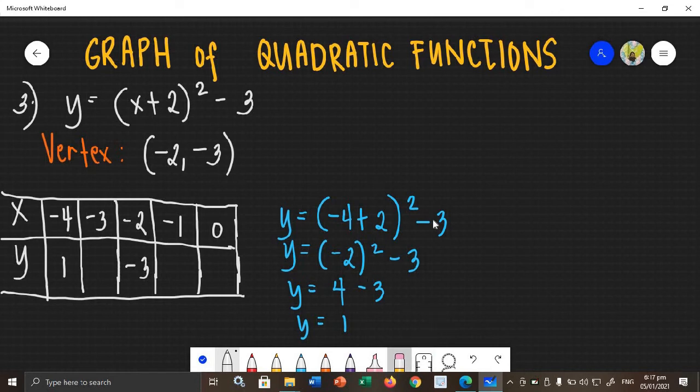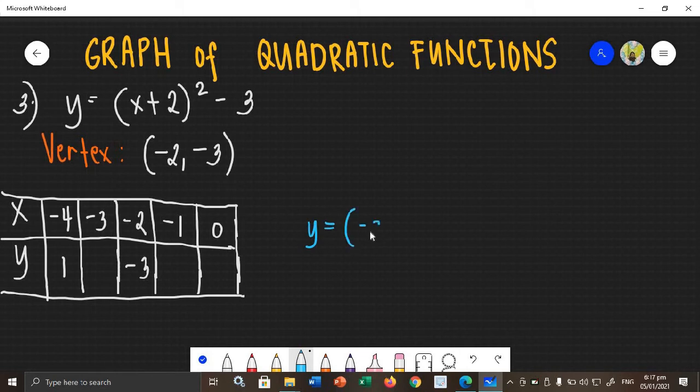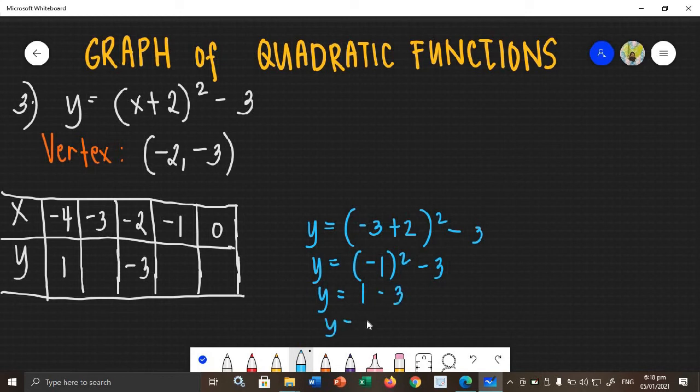And then, the second one naman, yung pangalawa, -3 naman yung x. So, we have y is equal to (-3 plus 2) squared minus 3. So, we have y is equal to -3 plus 2, that is -1 squared minus 3. Y is equal to -1 squared, that is equal to 1 minus 3. Y is equal to -2. So, that is equal to -2.